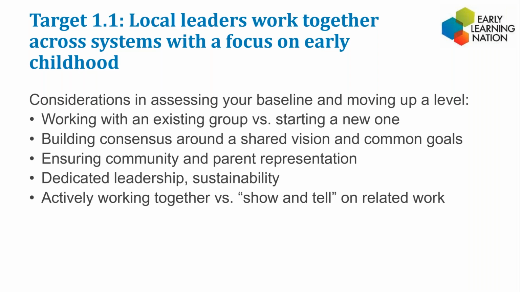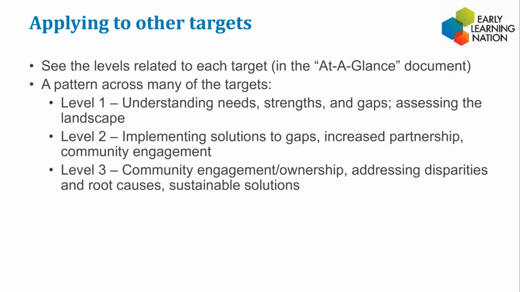So that's target 1.1, and some of what comes into how you think about the differences between the levels and what it might take to move from one to the next. And that pattern applies to other targets as well. So you can see the at-a-glance document in the webinar here, and you'll notice a pattern for many of the targets. Level 1 is kind of about getting the landscape, understanding the needs and strengths and gaps. Level 2 is about implementing solutions to those gaps, increasing your partnership, increasing community engagement. At level 3, you've really got deep community engagement or community ownership of the work. You're addressing disparities and root causes of those disparities, and you're finding sustainable solutions to the challenges you're facing.